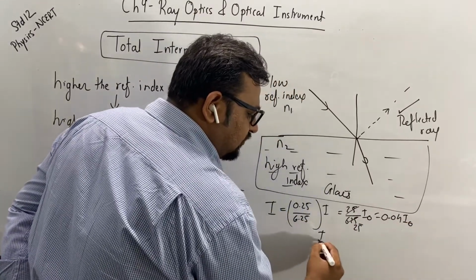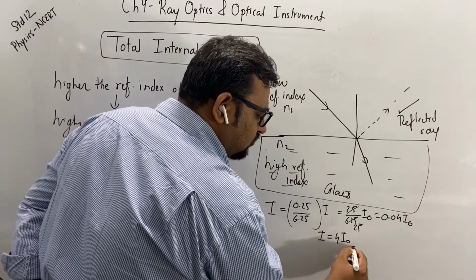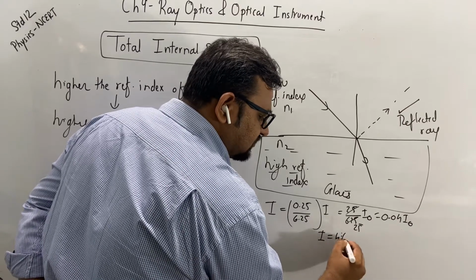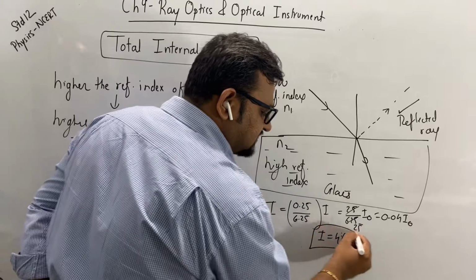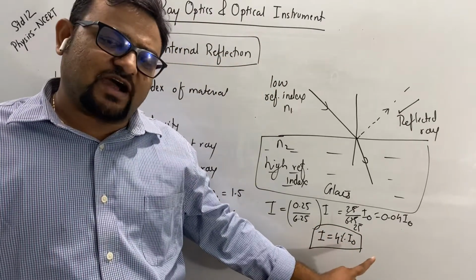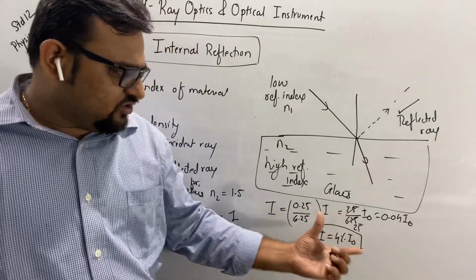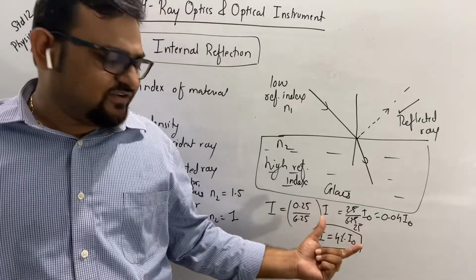So converting into percentage, I will be equal to 4% of I0. For percentage, I need to multiply it by 100. So it is 4% of I0. Okay, so this was just a calculation. You need not show this calculation if it is asked in the exam.